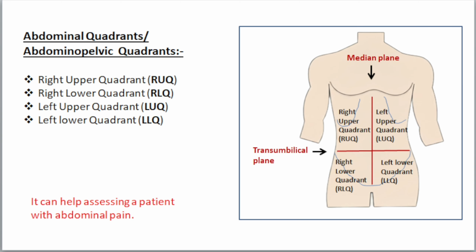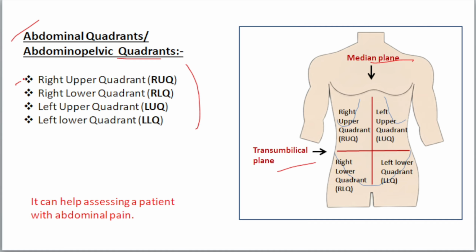Then abdominal quadrants, or abdominopelvic quadrants. The abdomen can be divided into 4 quadrants. See in this picture that this is the median plane and this is the transumbilical plane, which help to divide the abdomen into four parts.